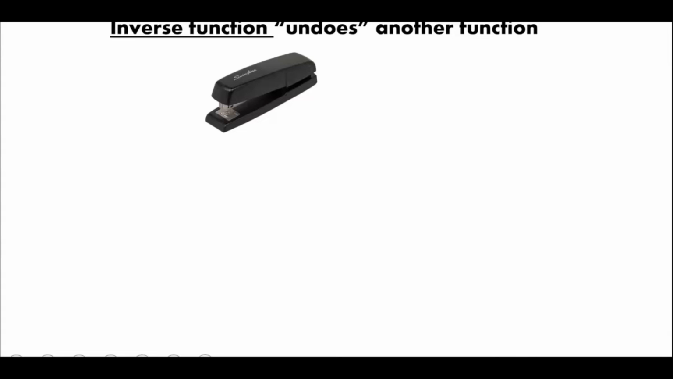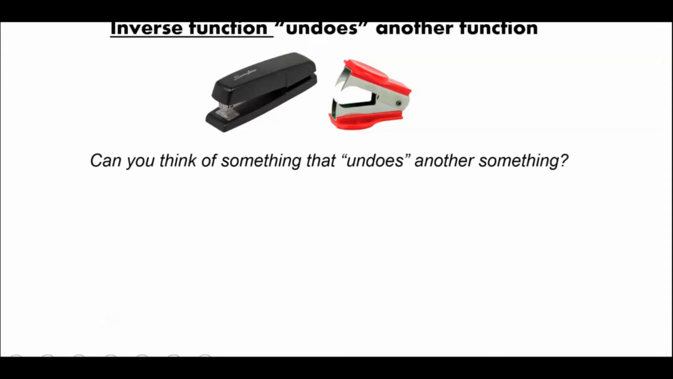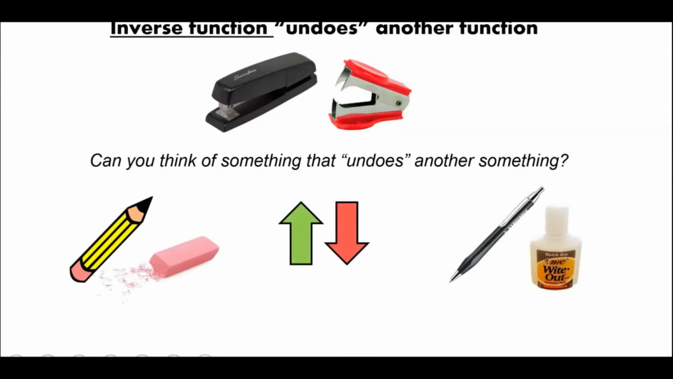All right. Inverse function undoes another function. Okay. It's an undoing. So like to undo a staple, you do a staple remover. Can you think of something that undoes another something? So what undoes a pencil but an eraser? What's the opposite of up? Down. Okay. What's the opposite of writing with pen? Whiting it out. Okay. Writing and whiting. So can you think of anything else that undoes something?